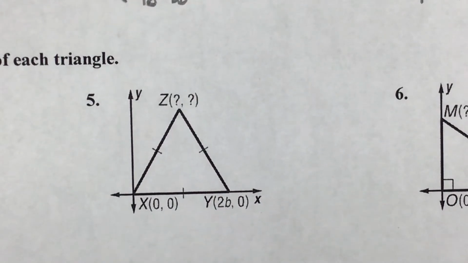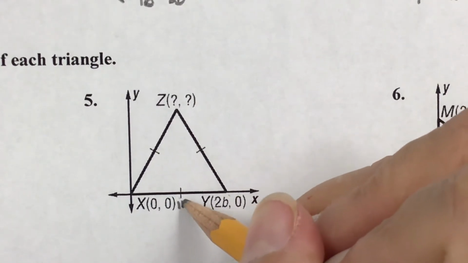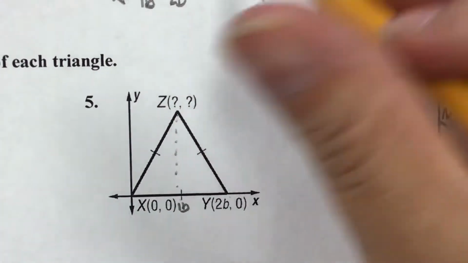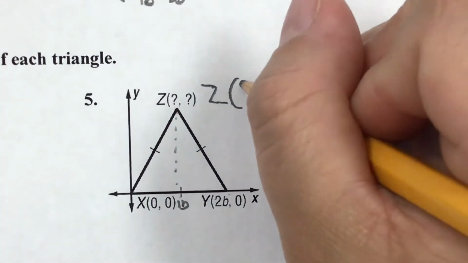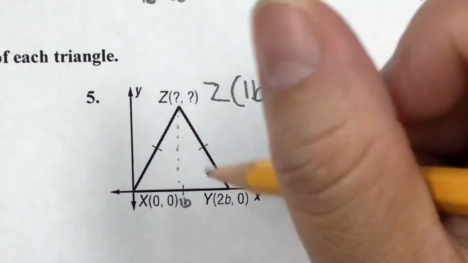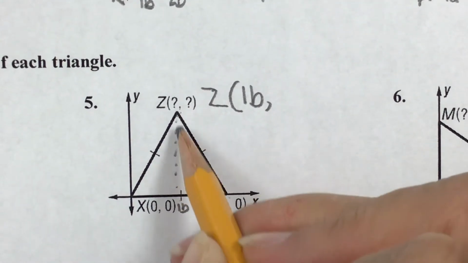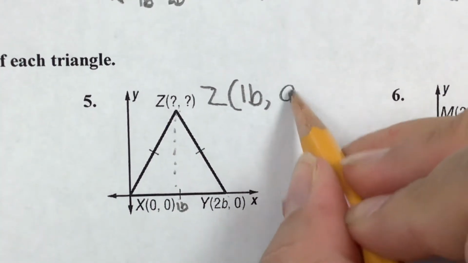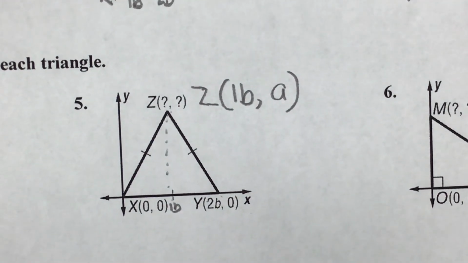All right, on number 5, we have that this is 2B. Remember, we have to go halfway, so this is 1B right here. It goes straight up to make this point Z. That means that your X value is 1B. And your Y value, remember how we could have made it really close to the line or really far away from the x-axis? That means that we actually don't know the measurements, and we could call it A. Just something different than B. It doesn't have to be the same height as B.